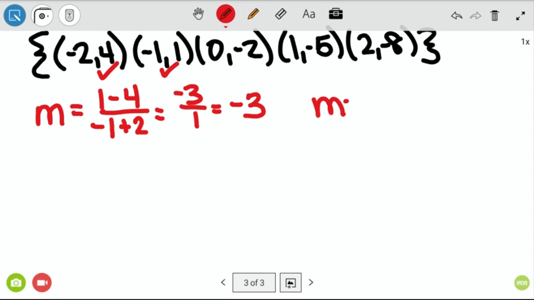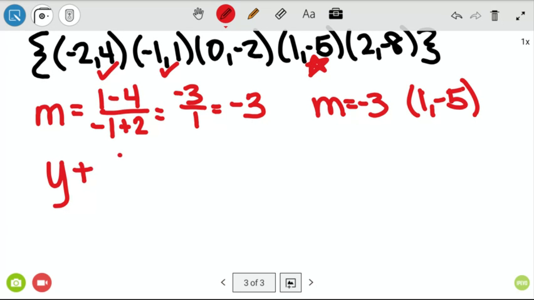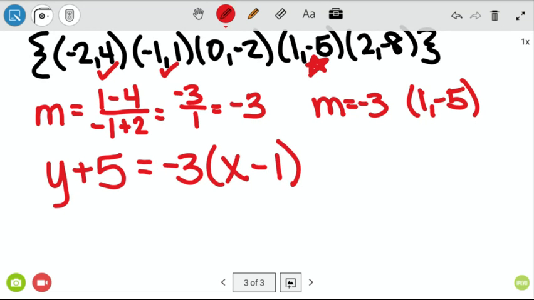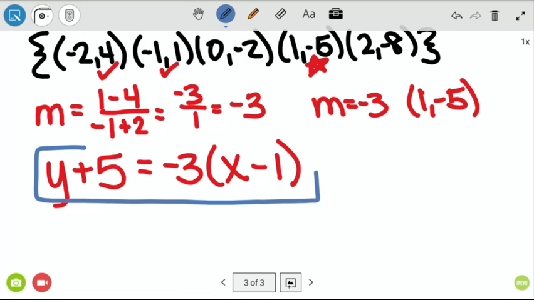So I'm going to use my slope, and then this time I'm going to pick 1, -5 to write my equation. So we would write y minus -5, which would be +5, equals -3 times x minus 1. And again, this is acceptable.